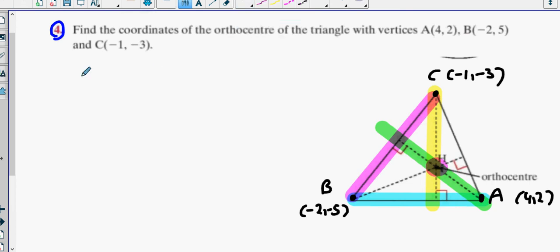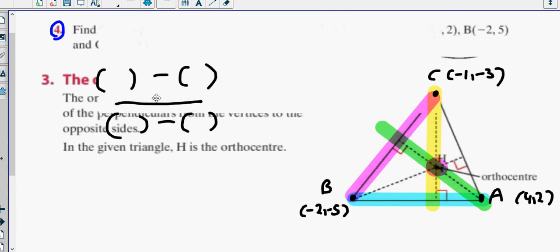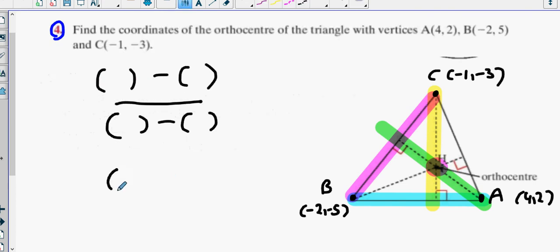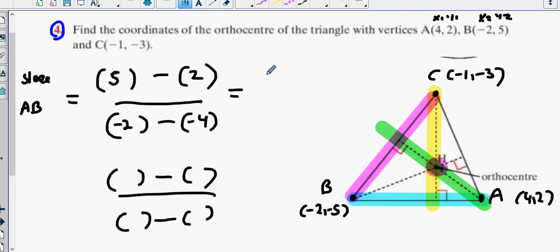I'm going to need two slope formulas. So it's y2 take away y1 over x2 take away x1. I'm going to need that twice. Alright. So, first thing we're going to do is slope AB. AB is going to be x1, y1, x2, y2. And we're going to do 5 take away 2 over minus 2 take away minus 4. And we're going to get 3 over 2. Is that alright? 3 over 2?